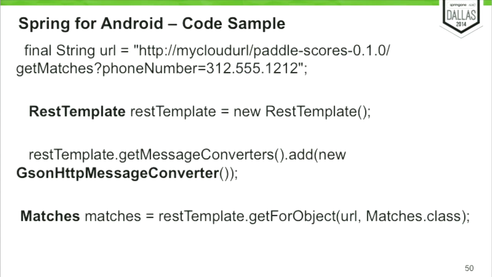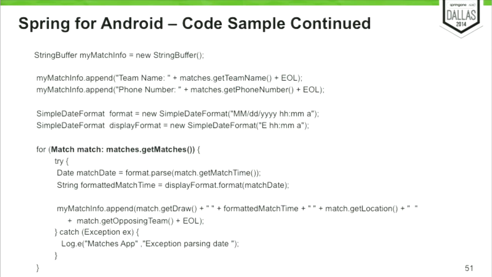So here's a code sample for Android. We create our URL. We create a REST template. We add the converter we're interested in, in this case the JSON HTTP message converter. And we call getForObject with our URL and our class, and we get our matches back. And that's it. The matches come back in the matches object. The JSON conversion's been done, they're in our domain objects. Now we can just go through and do whatever we want in our app. In this case, we're just pulling the information, and we're going to create a real simple display.